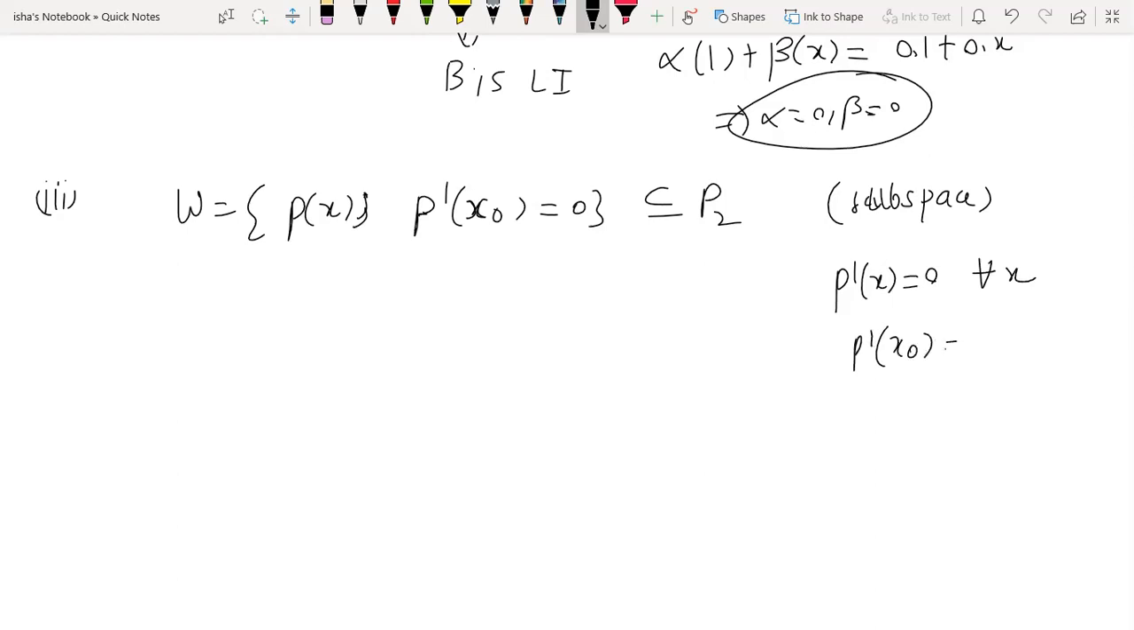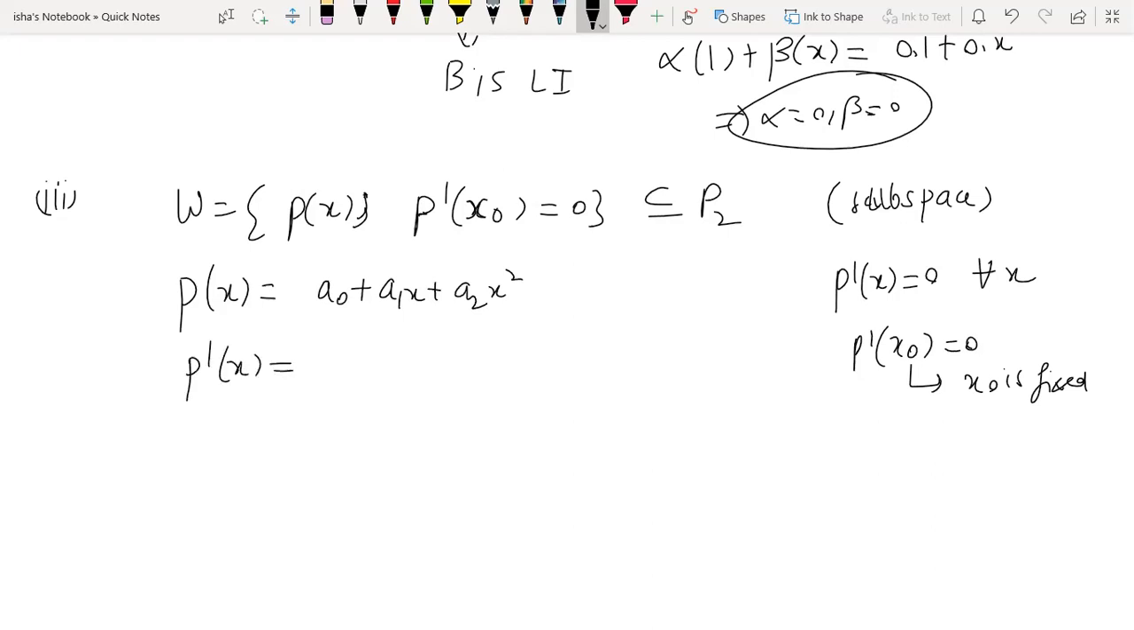But if they are writing some X naught, that means this X naught is some fixed point. Although we do not know the value, it is some fixed point, right? So let's see how to do it in this case. I have to suppose Px to be a second degree polynomial, because your vector space is P2. So let it be a naught plus a1x plus a2 x square. I need to find P dash, because the condition is given to me in terms of P dash. P dash will be a1 plus 2a2x.